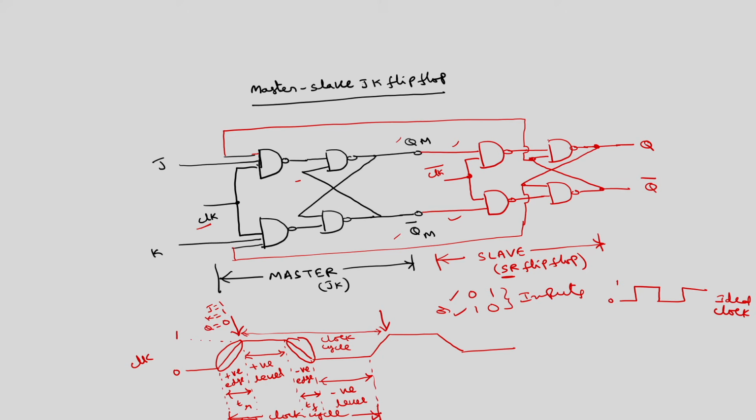So what will be the situation now? J is equal to 1, K is equal to 1, clock is equal to 1. This is the starting of clock is equal to 1. So this clock bar will be 0 and this Q is 0, Q bar is equal to 1. Okay. So we are getting Q is equal to 0, Q bar is equal to 1.